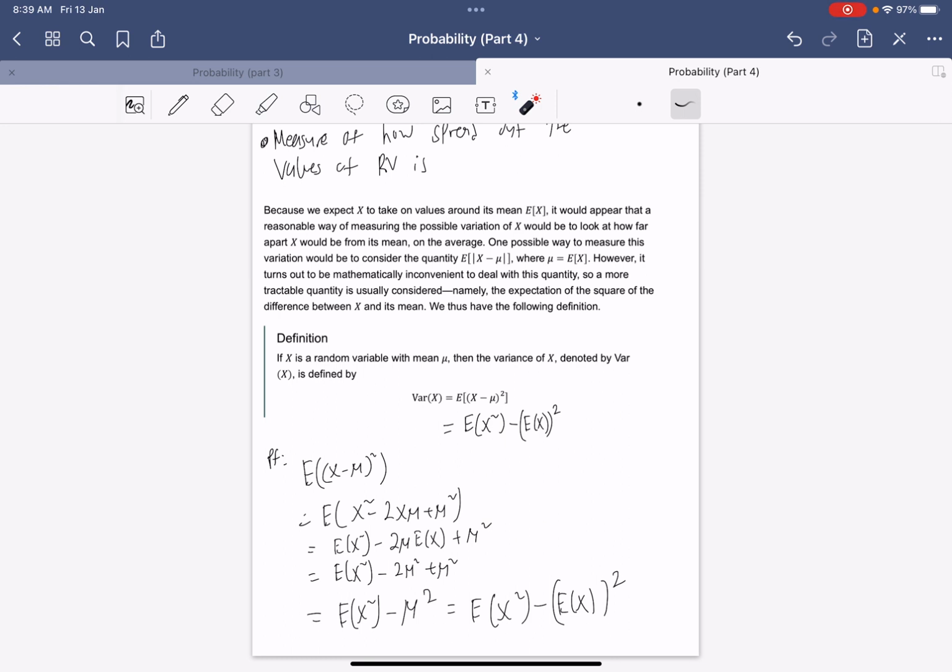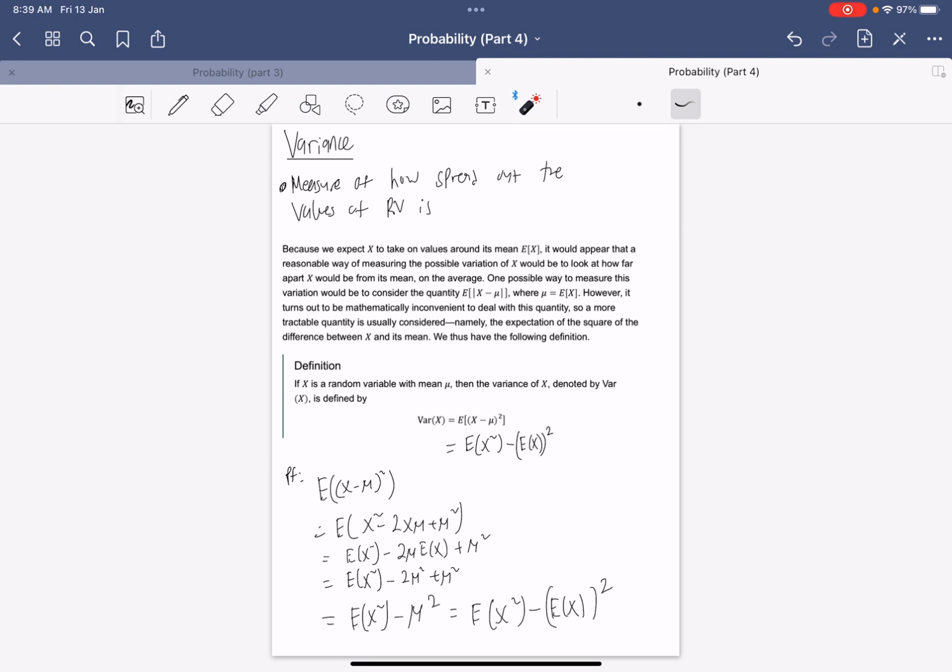And as a result, you can prove that it is also equal to E of X squared minus the expectation squared. And really that's just simple algebra, and I'll leave you to see the proof. And so by capturing how spread out your values are, and if you know the expectation, you roughly can visualize how the distribution will look like.